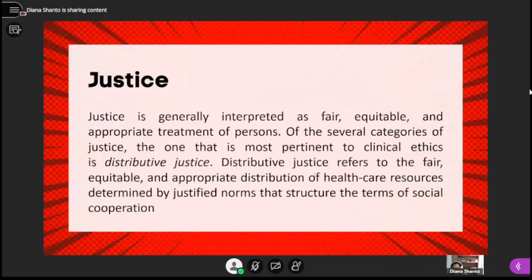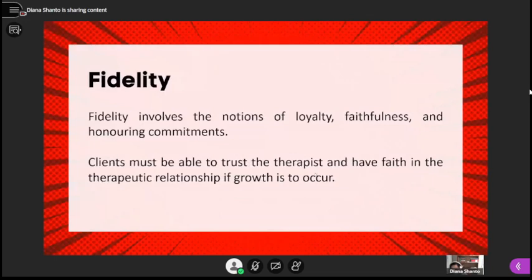Justice, pour nous, c'est social justice. Or distributive justice, it's about equitable, appropriate distribution of healthcare resources. Fidelity is about loyalty, faithfulness, the trust that we build with our client.